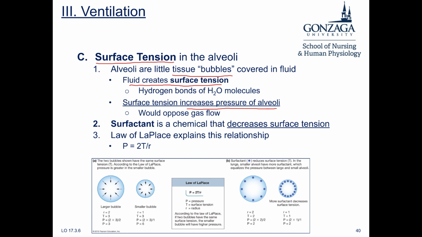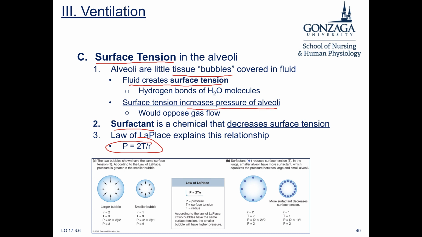So as a result, our lungs and those type 2 alveolar cells that are present in the alveoli release a chemical called surfactant, and this chemical actually decreases surface tension. And there's a law that was proposed by an individual. His last name is Laplace. So the law of Laplace explains this relationship. And here's the actual formula, but I'm less concerned about the formula, and let's just talk about this figure right here. I think it explains it more so than the formula.